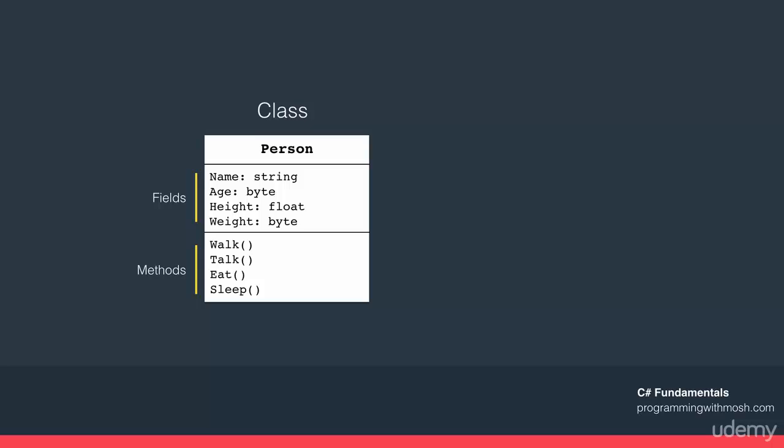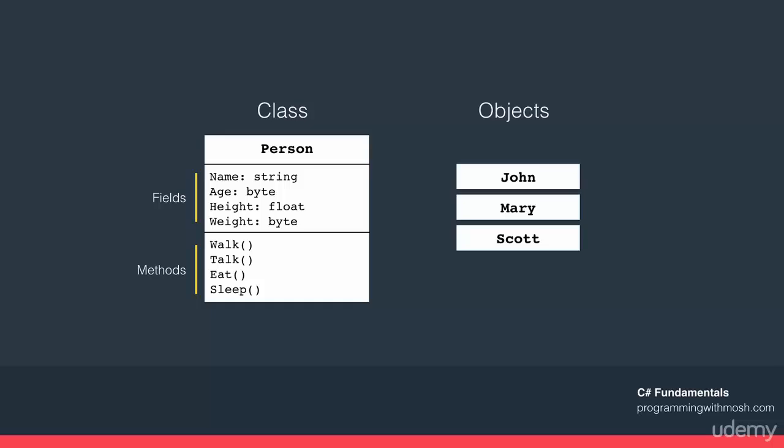This class is a type or a blueprint from which we create objects. So an object is an instance of a class. In this example, we can create 3 instances of this person class, like John, Mary, and Scott. So more accurately, when you run your application, it's these objects that are talking to each other and collaborating to provide some functionality. But the words class and objects are often used interchangeably. Okay, now let's see how we can create a class in C#.